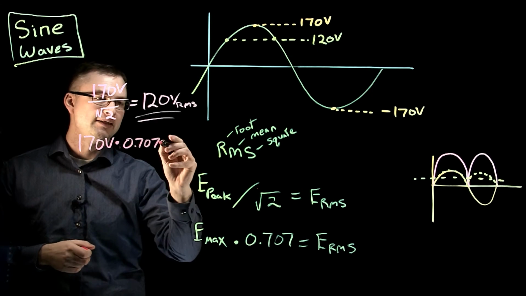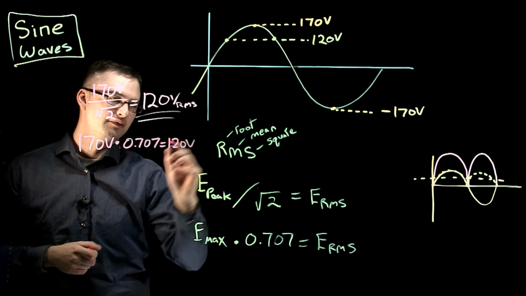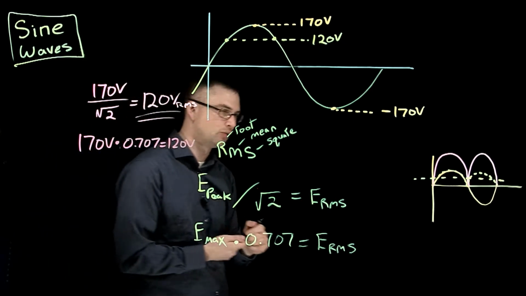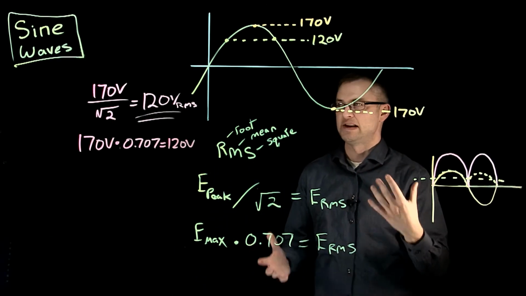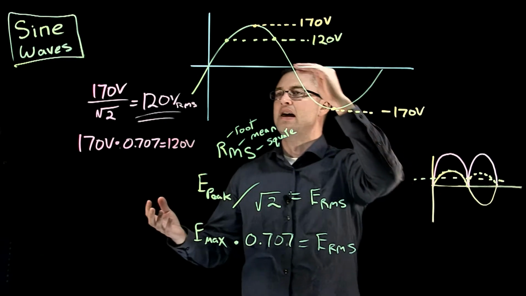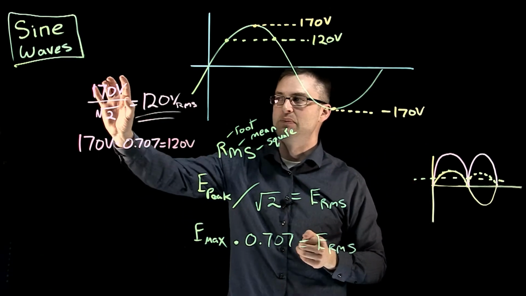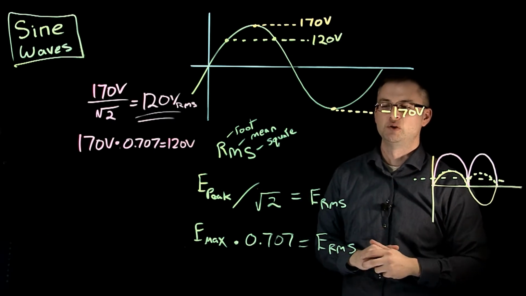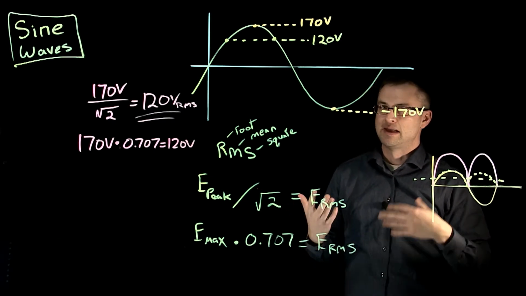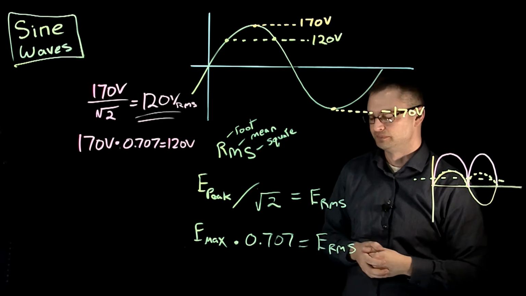Multiply, there we go. And that would equal 120 volts RMS. So both of them are going to work. It just depends on which one you choose to use. But that is ultimately what the RMS value in this symmetrical sine wave is. It's taking the peak, dividing it by the square root of 2, and we have the effective voltage. So RMS is really just a synonym for effective voltage.